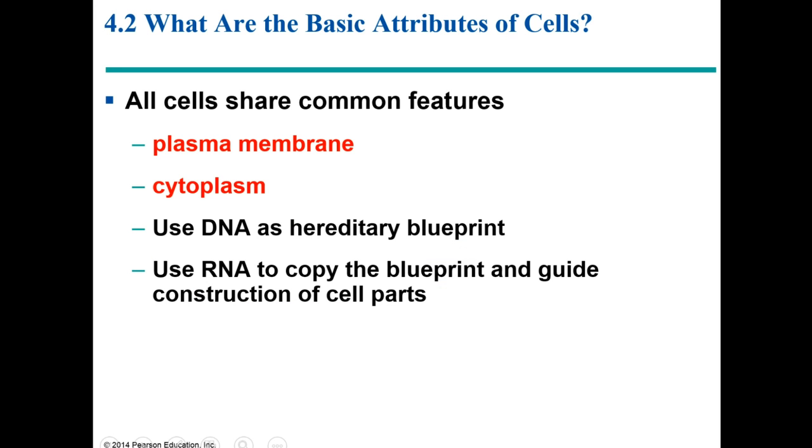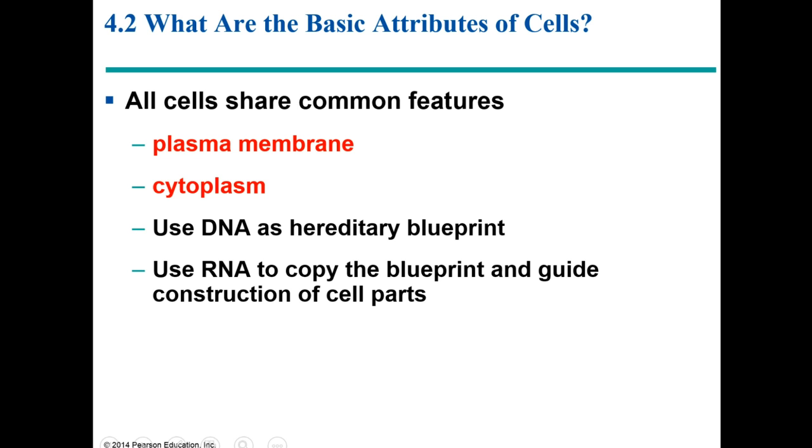All cells share common features. The plasma membrane is one feature. It encloses the cell and allows interaction between the cell and its environment. This structure is composed of lipids, proteins, and carbohydrate molecules. It regulates the passage of ions and molecules in and out of cells. It provides a barrier and plays a role in communication between the cells and the environment.